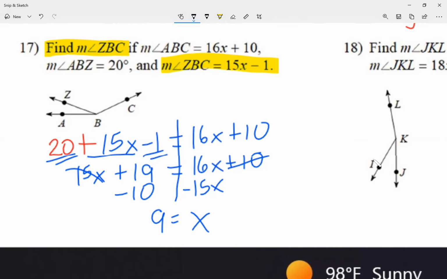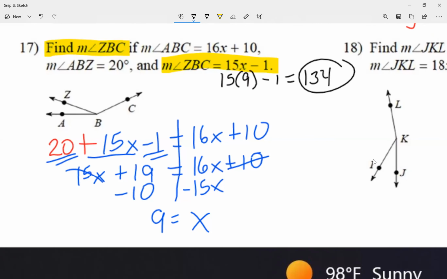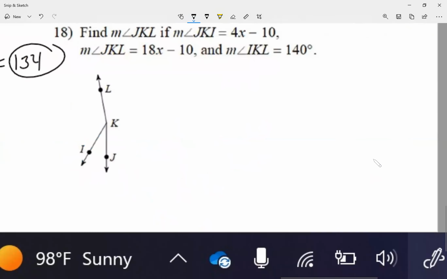So I know x equals 9, right? So I'm really asking how much is 15 times 9 minus 1. All right, use a calculator if you need to. 15 times 9 is 135. Minus 1, 134. Okay, that's not bad. Let's take a look at number 18.